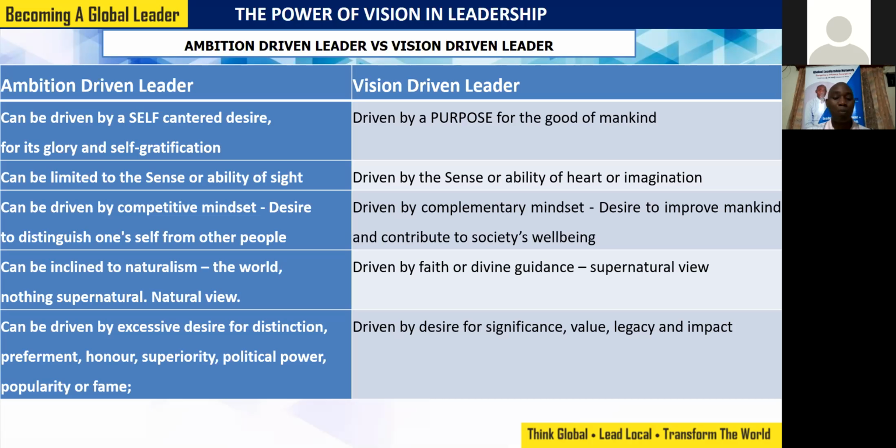Ambition can be driven by competitive mindset, desire to distinguish oneself from others. It's somehow comparative. There's an aspect of comparing. There's an aspect of trying to compare oneself with another. But vision is driven by complementary mindset. Complementary. How does my vision link to the vision of the other person, and how do we complement whatever we are doing, and to be able to achieve the grand plan, or to be able to help humanity. So driven by complementary mindset, desire to improve mankind and contribute to society's well-being.